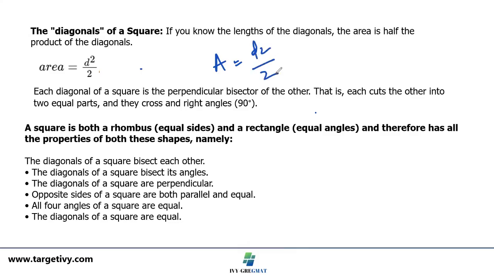Each diagonal of a square is a perpendicular bisector of the other. That is, each cuts into two equal parts. So this is the property of a square, that they will be cutting each other, and cutting each other at 90 degrees.